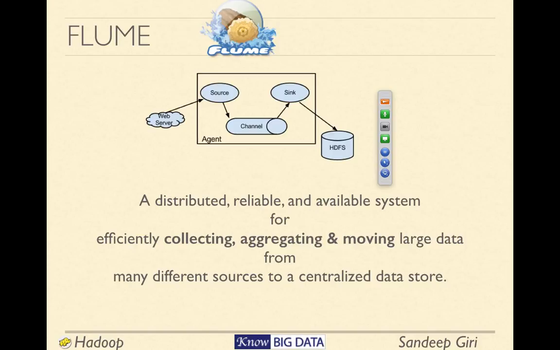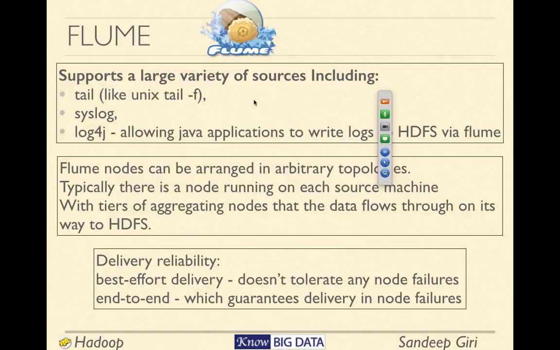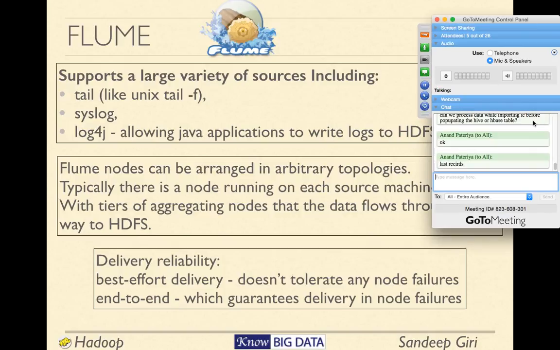An agent can be organized into complex topologies. A source could be something like tail. How many of you know tail? What does tail minus f do? Anyone? Tail shows the last records, but tail minus f continuously reads the file. As the file is being written, it keeps on displaying the most recent lines.